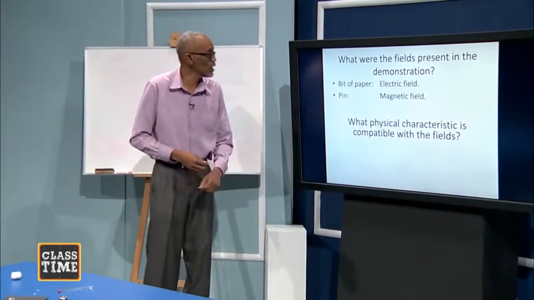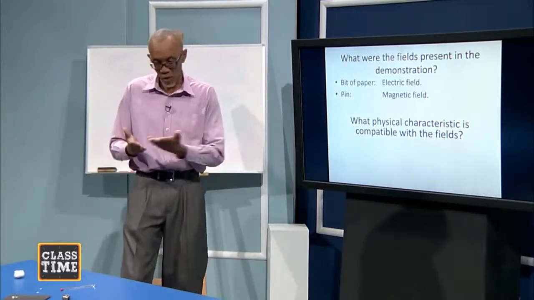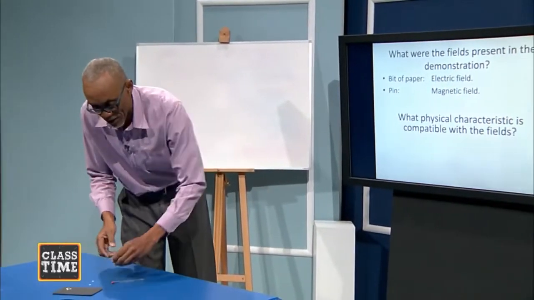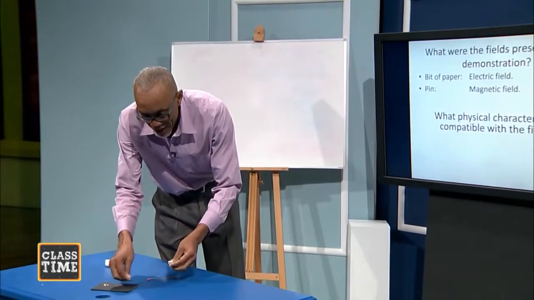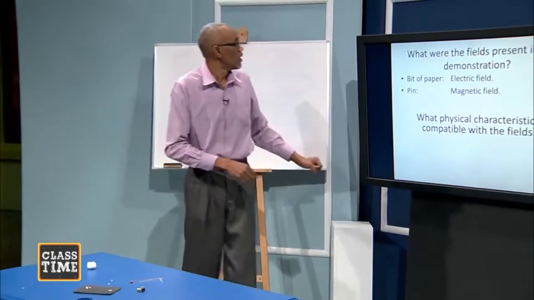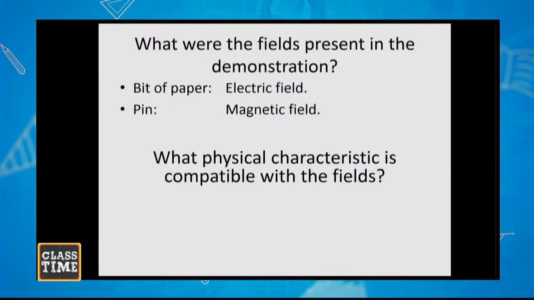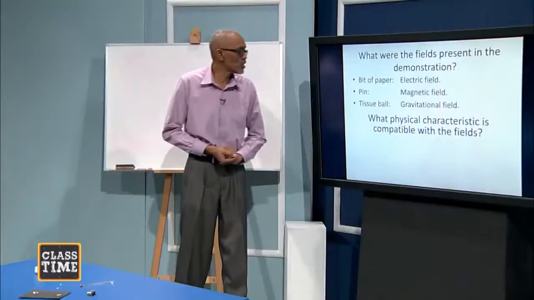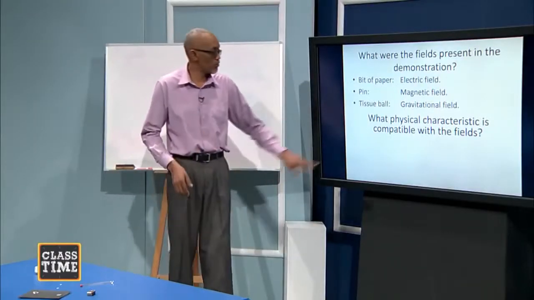All right? Then you have the pin, or the coin. I had a pin originally, but I think that might have been too small. So the coin was in a magnetic field, and we will see what physical characteristic that had. And then the tissue ball is in a gravitational field, and we're all in a gravitational field. Once we are on Earth, once we are on any planet, we are under the influence of a gravitational field. Okay, that's all of them. So what physical characteristic is compatible with the fields?